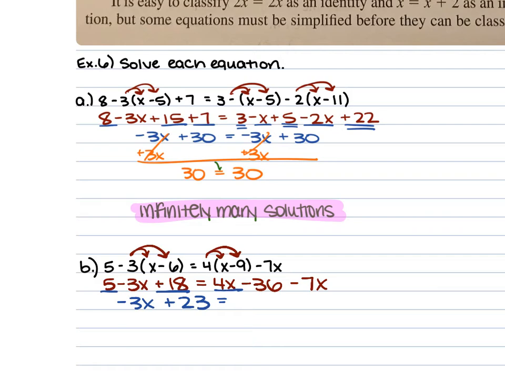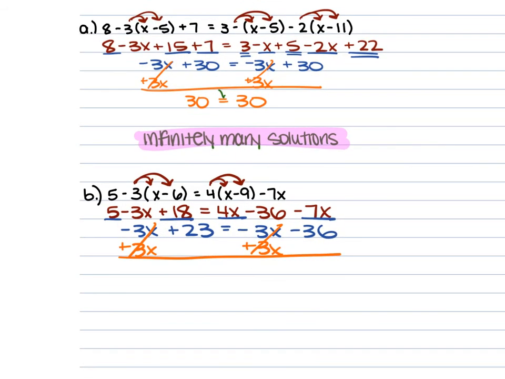And then the 4x minus 7x is negative 3x minus 36. Those 3x's are going to cancel each other out when you move to be on the same side. So we have 23 is equal to negative 36. Now this is a false statement, so whenever we get a false statement, we have no solution.